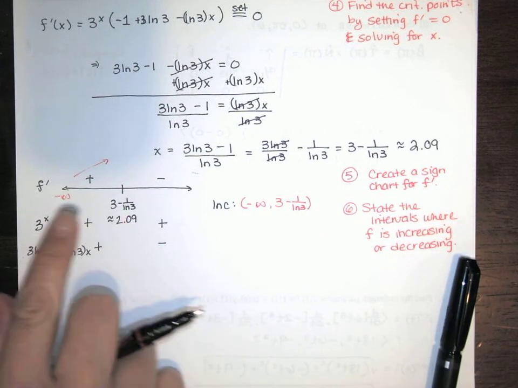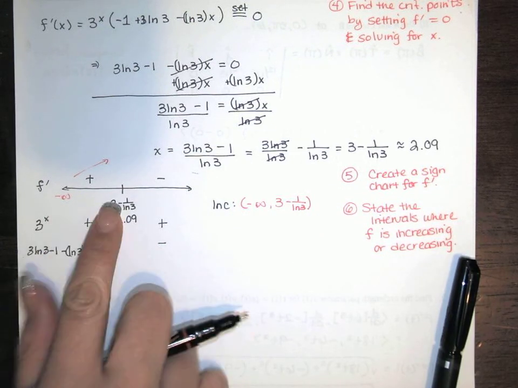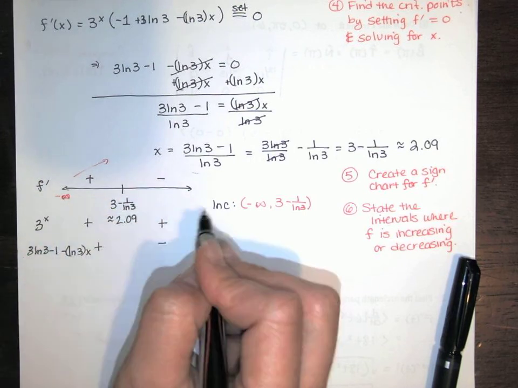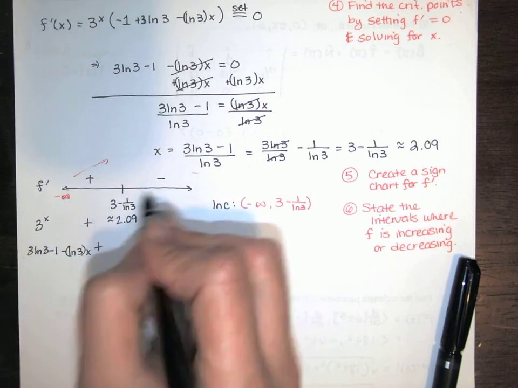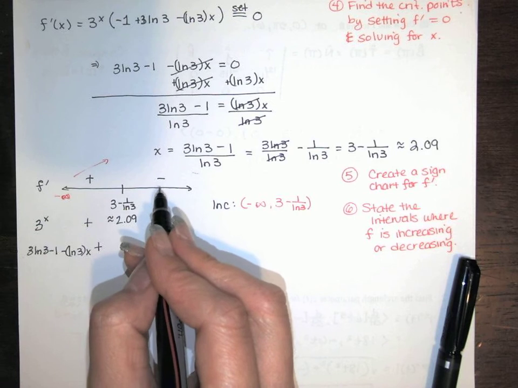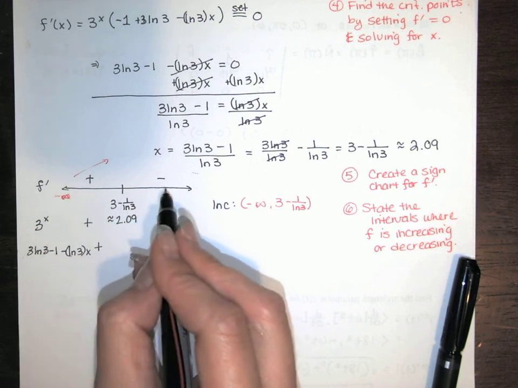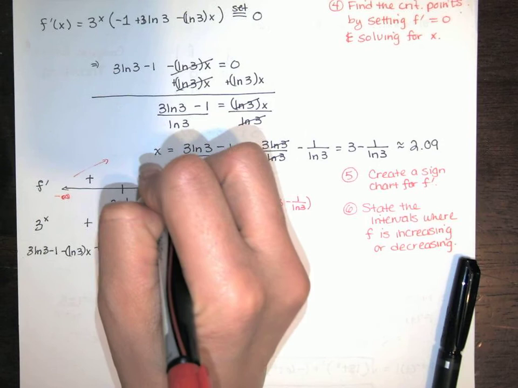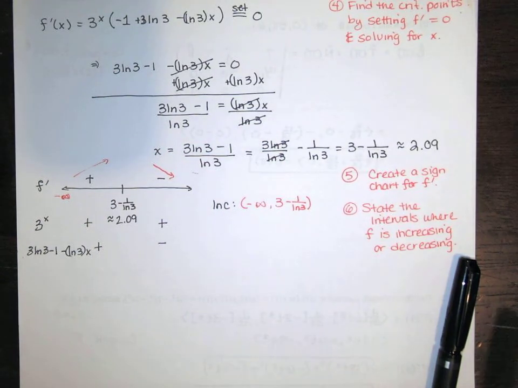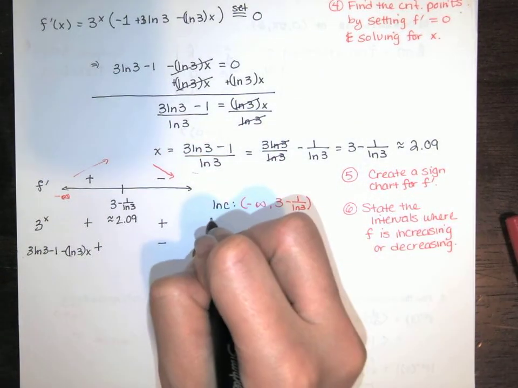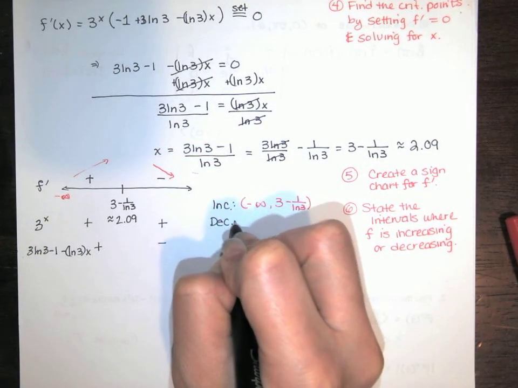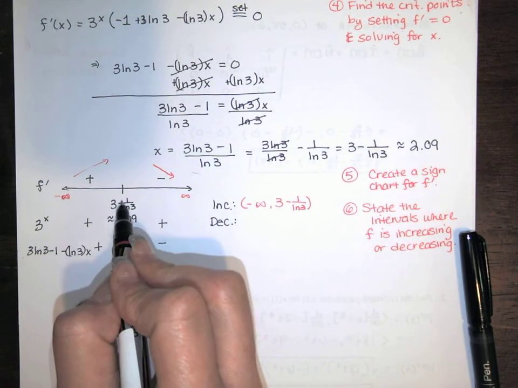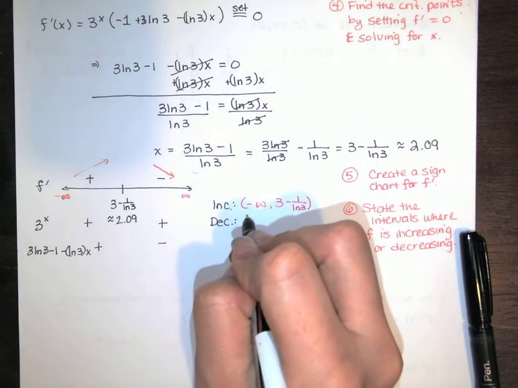It's always an interval that goes from here to here. We read it from left to right, and if you're on the far end, it's going to be a negative infinity or a positive infinity. On the other side, the first derivative is negative. If the first derivative is negative, that means the slopes are all negative. If the slopes are all negative, that means the function is decreasing. So the function's decreasing from this x value to infinity.